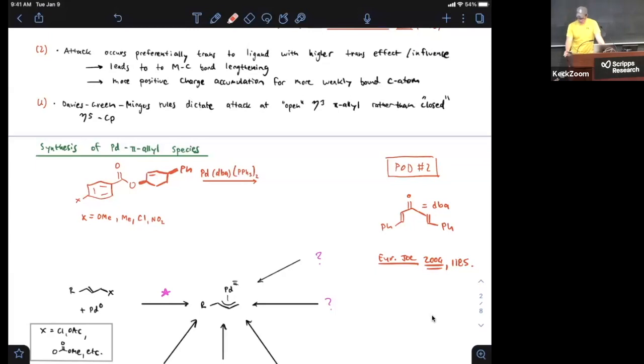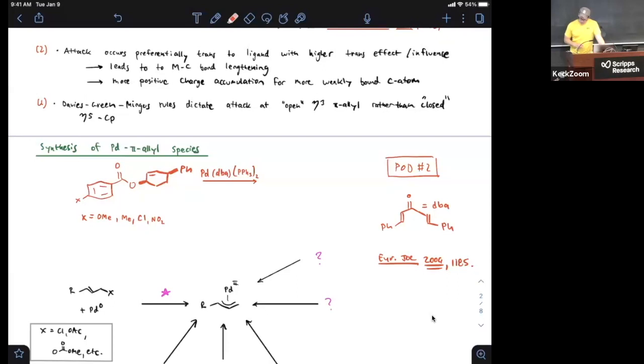It's going to form a pi-allyl, okay? Well, the palladium will first coordinate to the olefin and then kick out the benzoate. Okay, beautiful. So let's unpack that. You said it's going to coordinate to the olefin. It's going to kick out the benzoate leaving group.